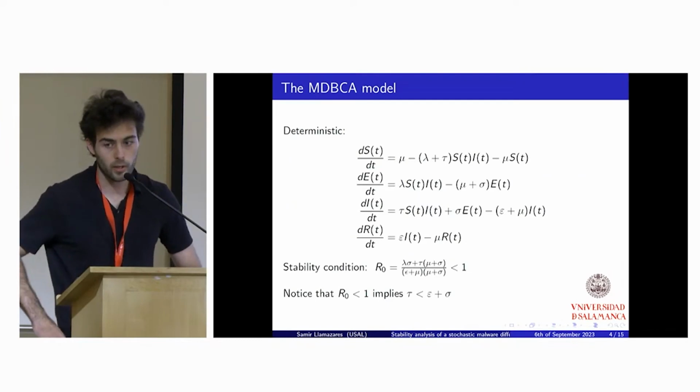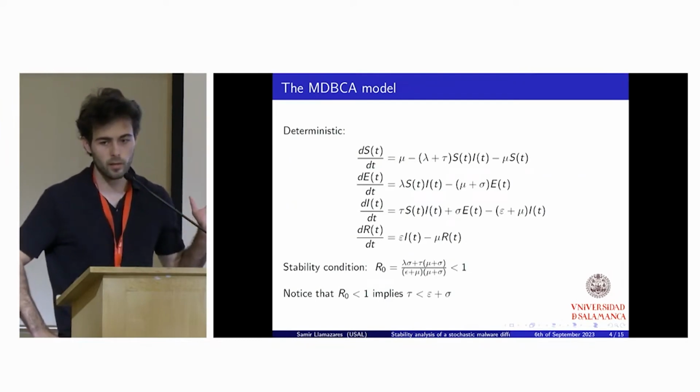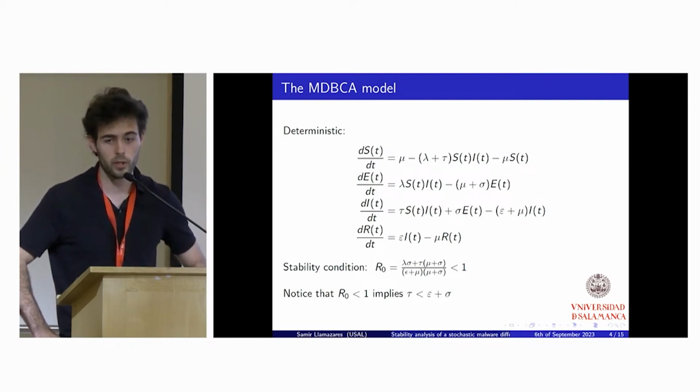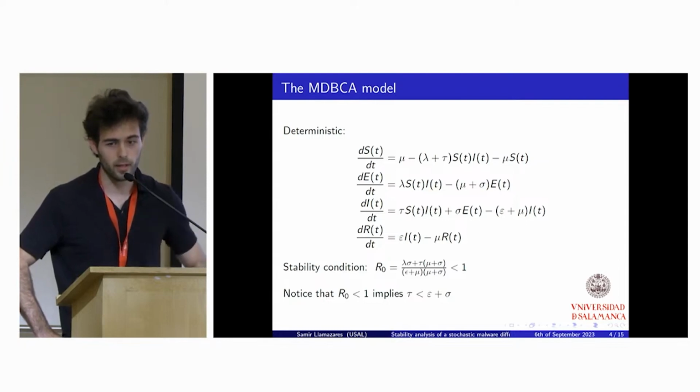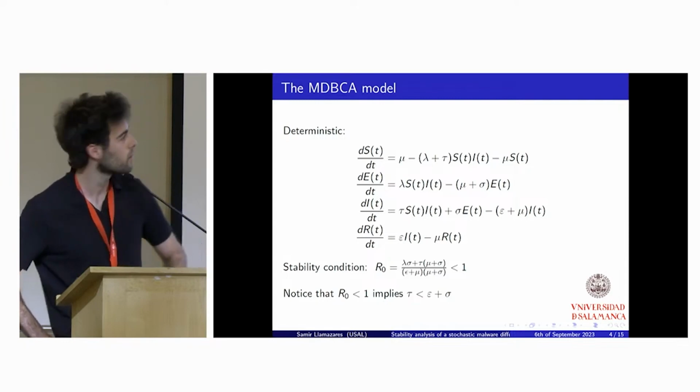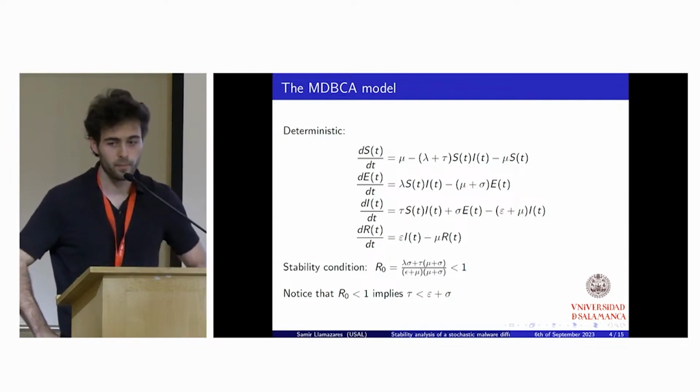First of all, I'll start by talking about the model we studied. This isn't the model we studied, but this was our starting point. This is an established model which is used to study the diffusion of malware in wireless sensor networks. It's called the MDBCA. I would have hoped that Professor Martín del Rey would have talked about it, but he's not present. So I'll give a brief summary.